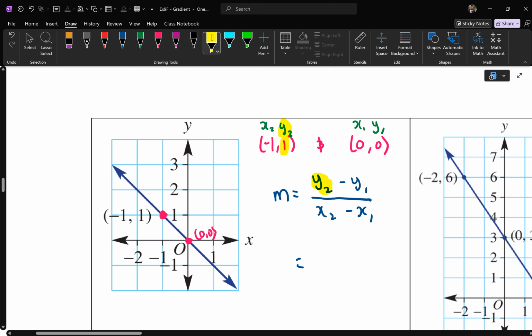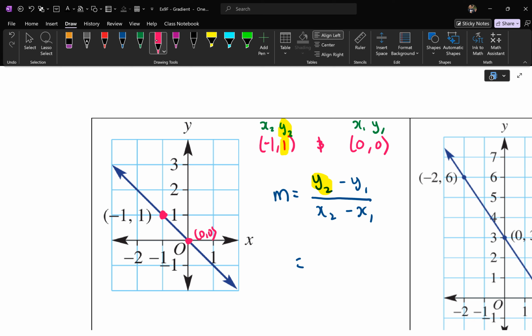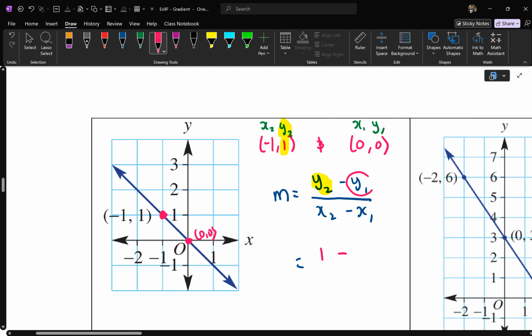It doesn't matter, yeah? You can pick whichever you want to be y2. So if that's y2, then I have 1 take away. Which one's my y1? Can you see y1's over here? So that is 0. Divided by x2, which one's my x2? Hopefully you can see x2 is over here.